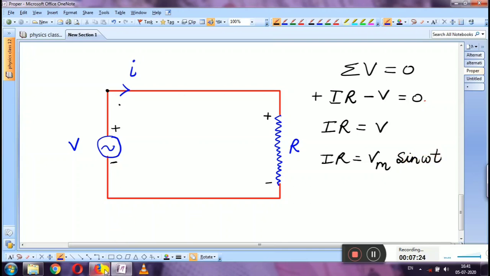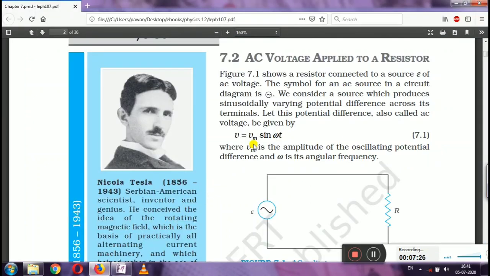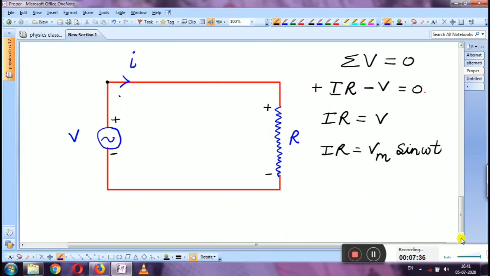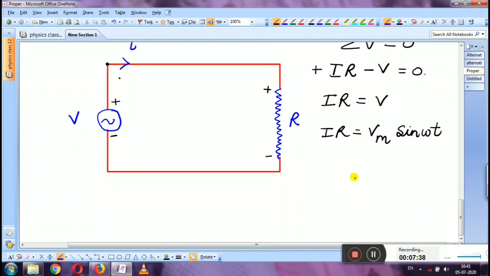Or let us see in NCERT what they are using. Yes, they are also using Vm. They are using alternating voltage is equal to Vm sine omega t. We are also using Vm. Now you must be thinking what is this Vm? So let me tell you that Vm is maximum alternating voltage.